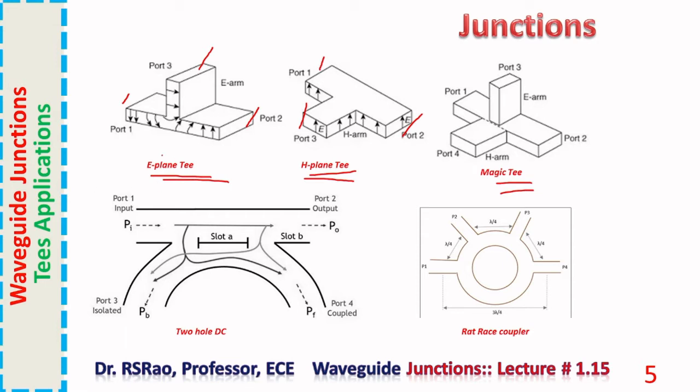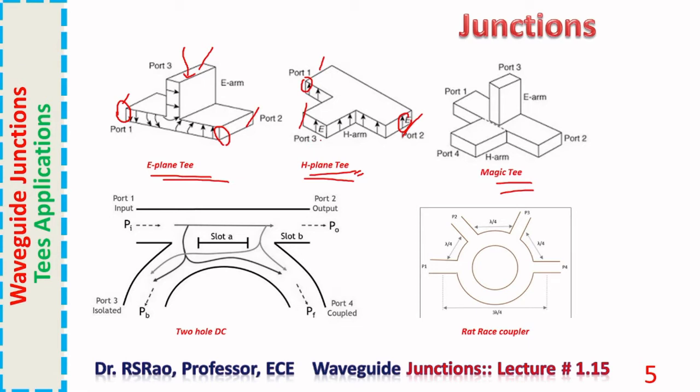Also notice the existence of 180 degrees phase shift between the outputs when input is given into the side arm port in case of E plane T. In case of H plane T, output fields are in phase when input is connected to port 3.